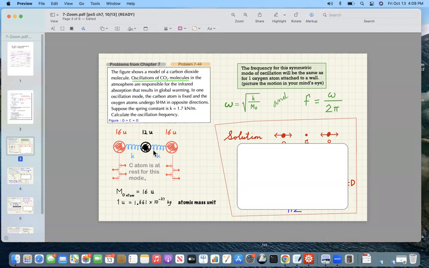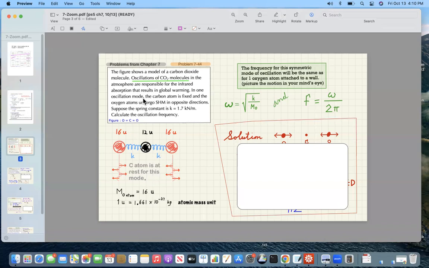Now that's the equilibrium, but it can oscillate. So you can have various kinds of oscillations. You could have, for example, the carbon atom oscillating up and down, in the plus or minus y direction, and the oxygen atoms oscillating in the plus or minus x direction. That would be one kind of oscillation. But that's not the oscillation we're going to consider in this problem.